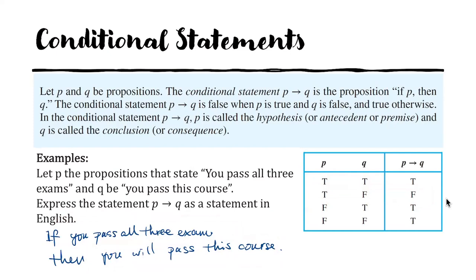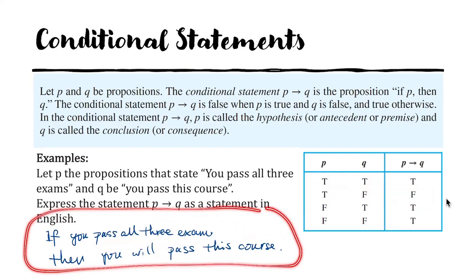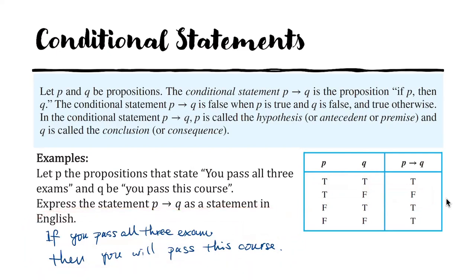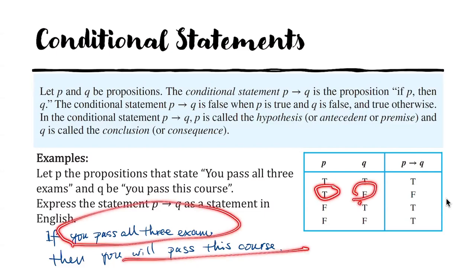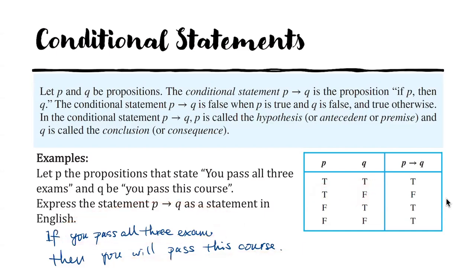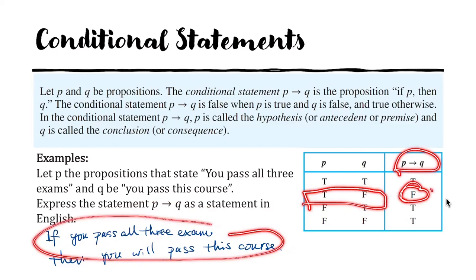No, right? Because in your statement, you just promise that if you pass all three exams, you should pass the course. So if the student does pass all 3 exams, you expect them to pass the course. If they did not pass the course but they pass all 3 exams, then you know there's something wrong. So this scenario will make this statement false.